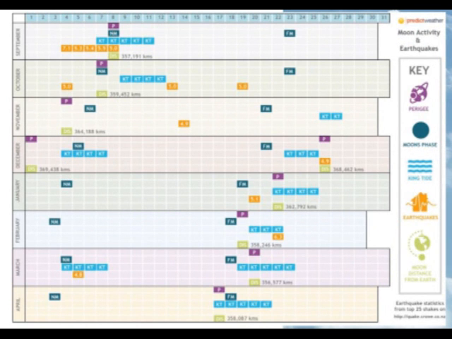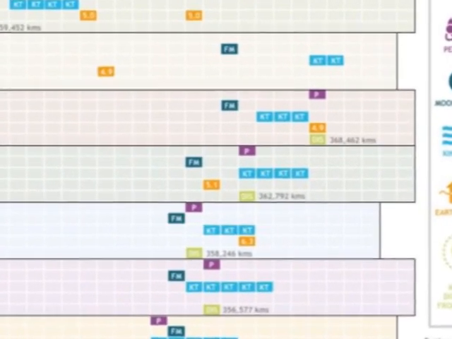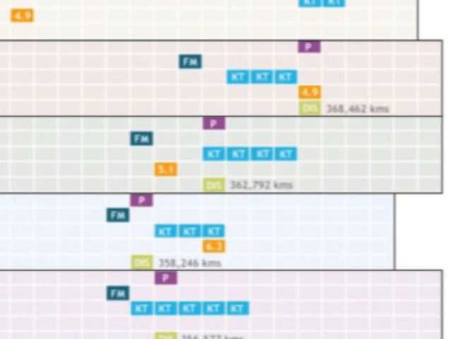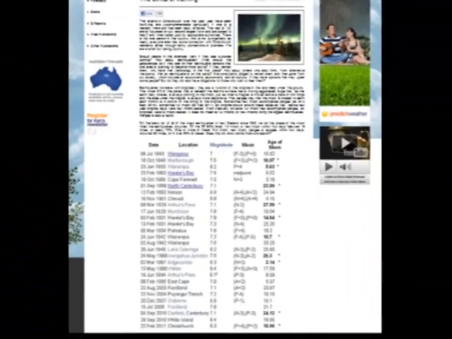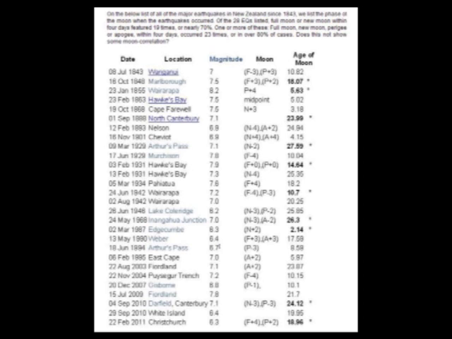On this chart, Mr. Ring has tagged full moon as FM, new moon as NM, king tide as KT, and perigee as P. In this article, called The Ethics of Warning, Mr. Ring uses this chart. Here is a closer look.